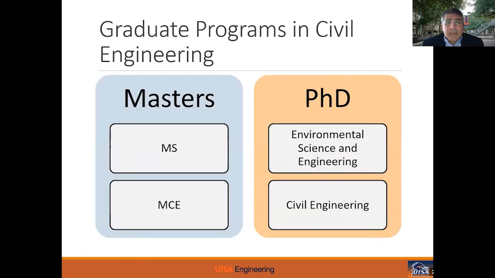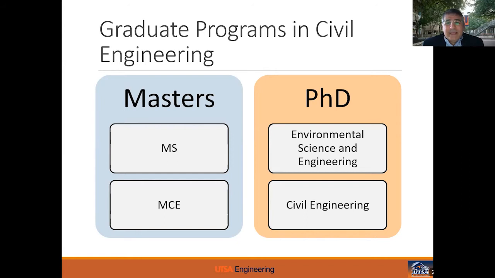So within the purview of the civil engineering field, we offer programs at the master's level and at the PhD level. At the master's level, we have two programs, and that is sometimes a question that we get a lot. It gets a little bit confusing. We have the MS and the MCE program. I'm going to talk a little bit about both and what the differences are between the two.